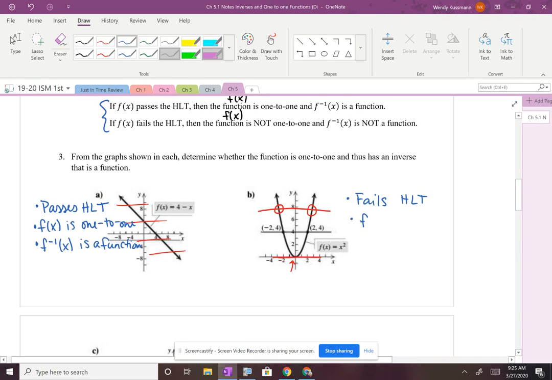That tells me that f of x is not one-to-one. So that then tells me that the inverse is not a function. And that would tell me that I am not going to go through the work of finding the equation of the inverse in the next couple of examples that we're going to do after this. But that's the important part for now.